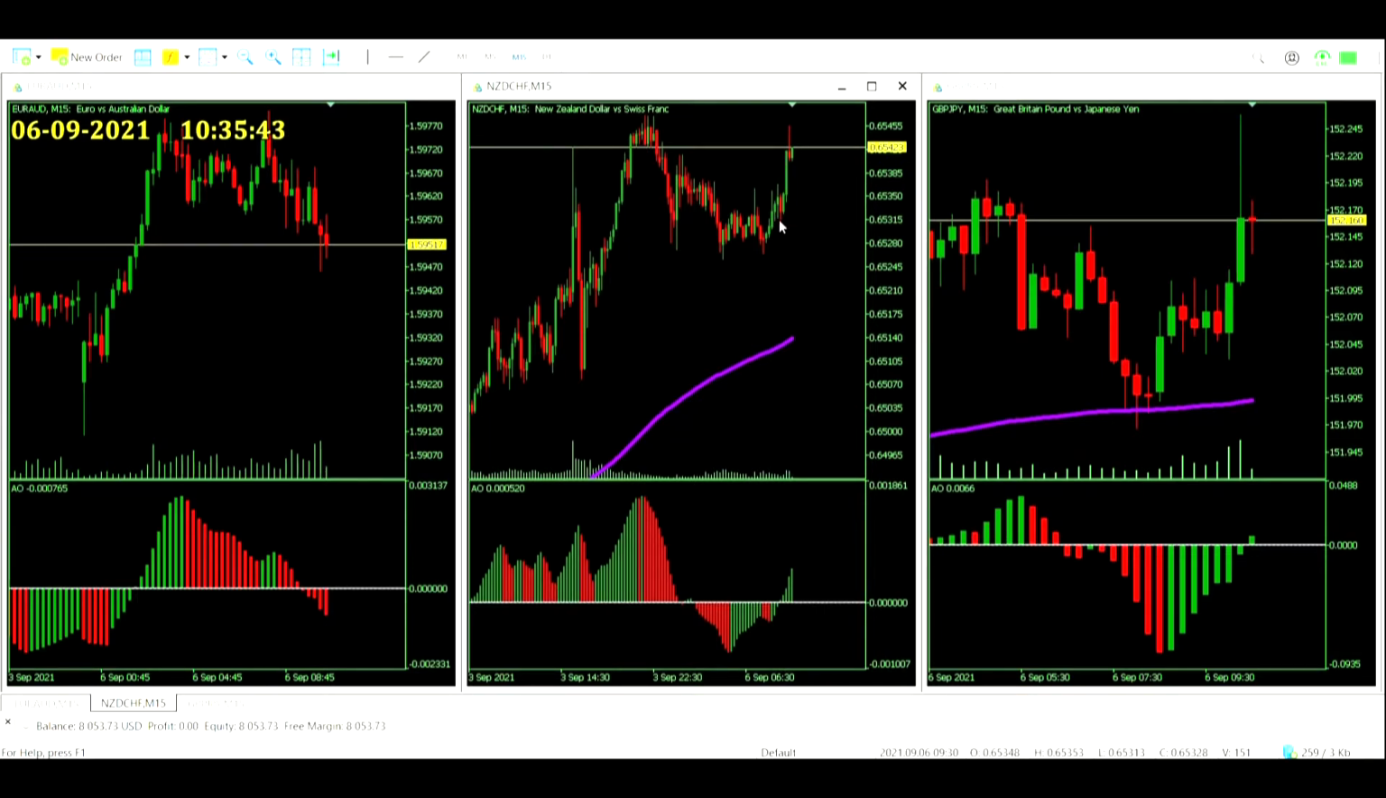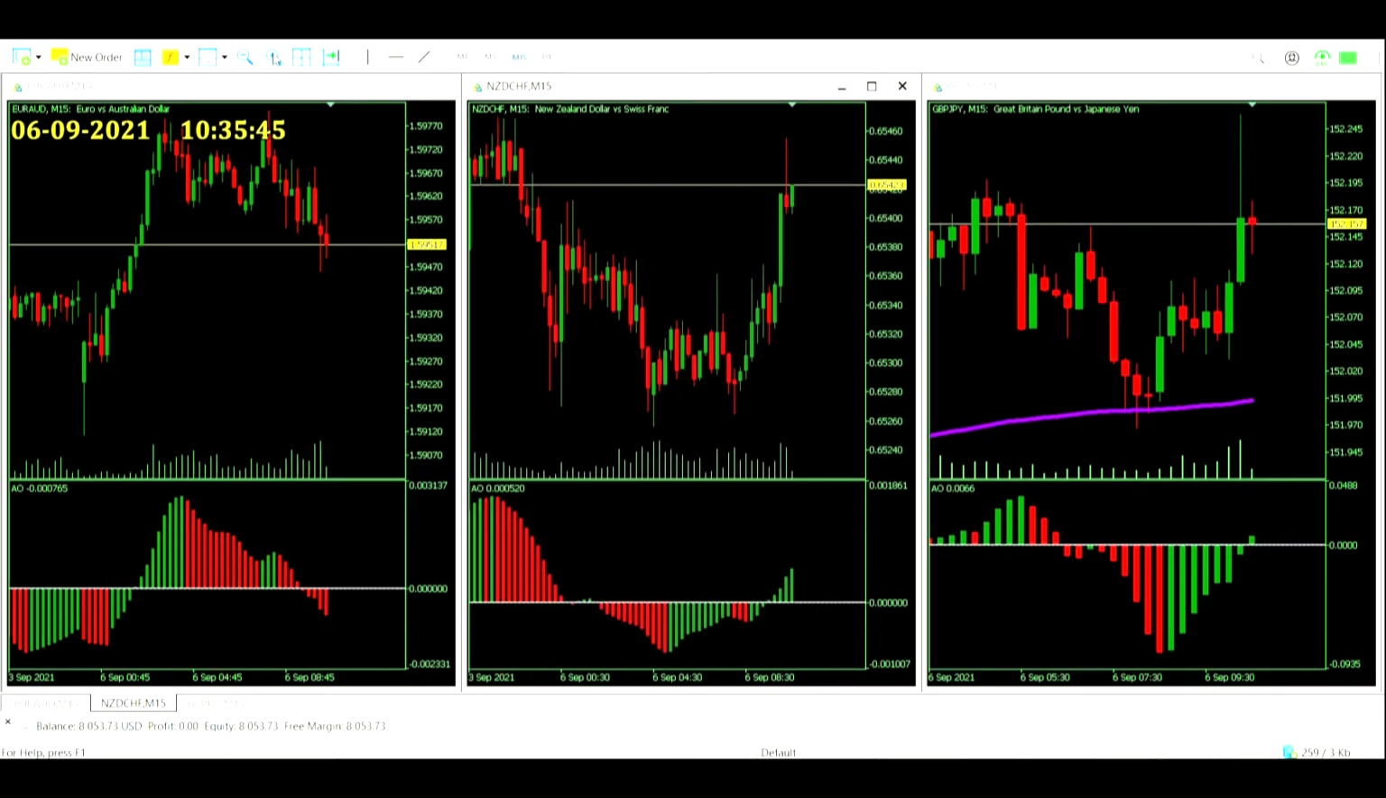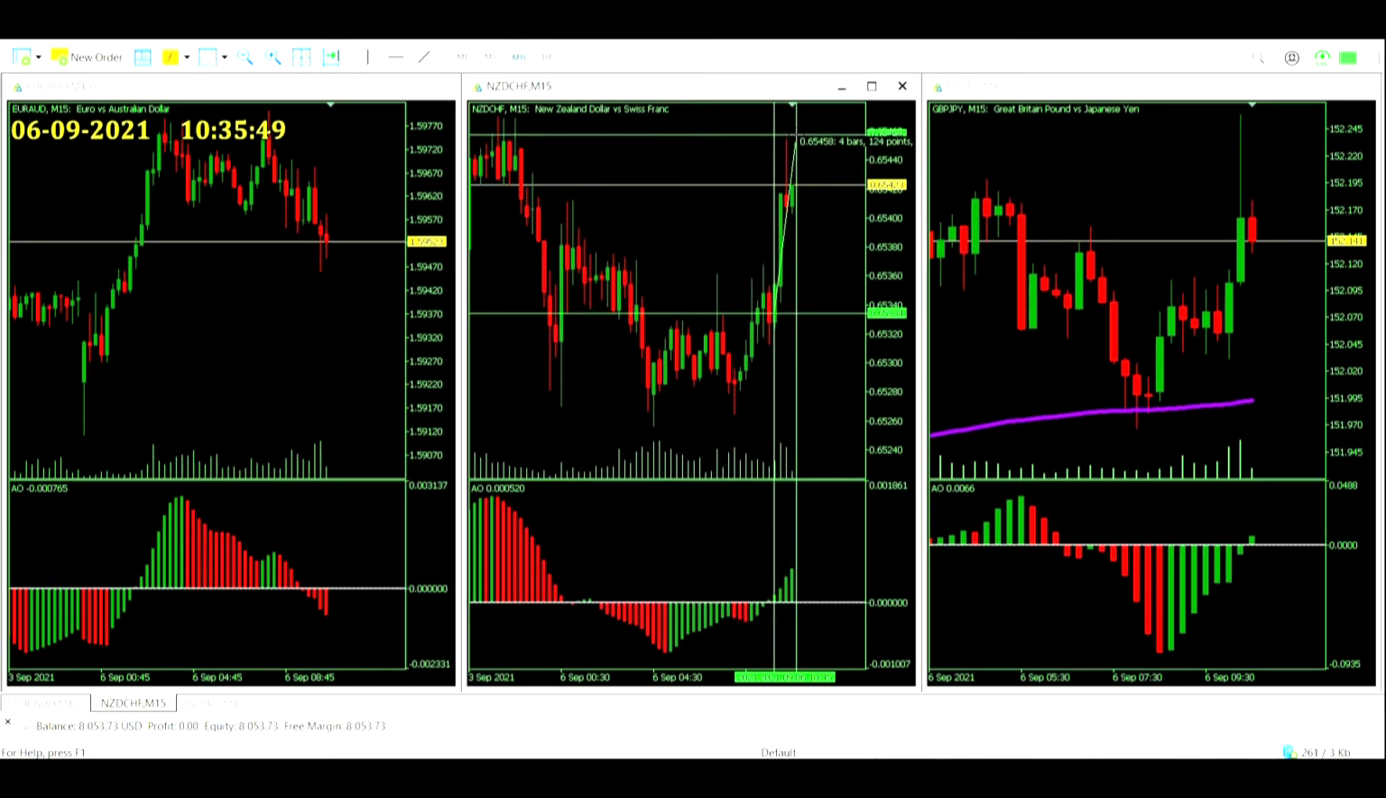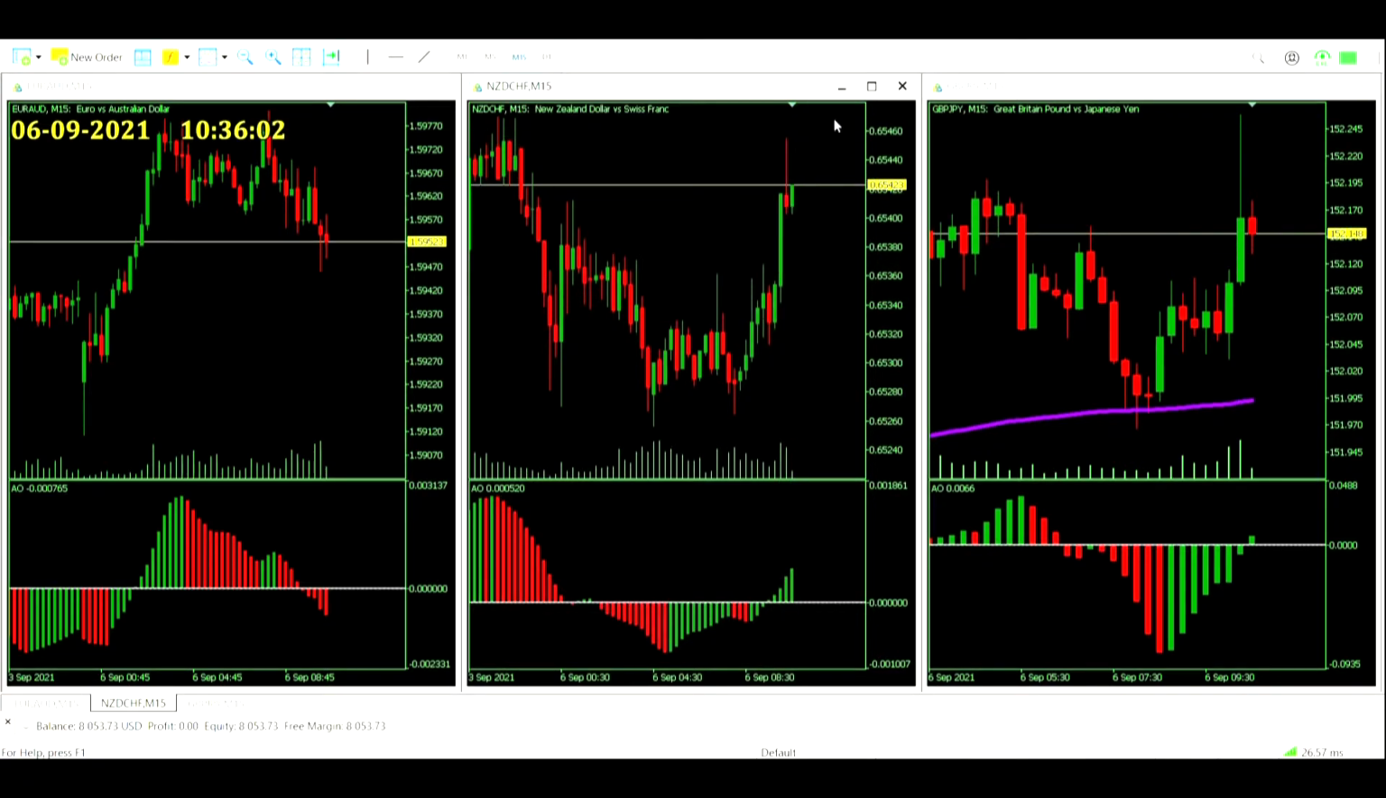And likewise on the New Zealand dollar Swiss franc, you can see the moving average there. So we would have had a buy signal right at the start of that one. That had been going quite nice so far. So we may feel like we've missed those signals again.